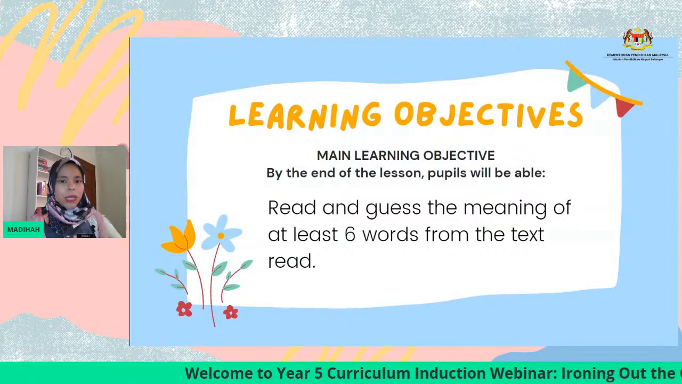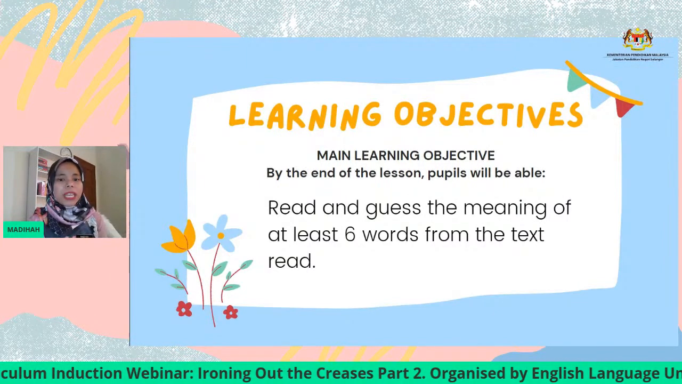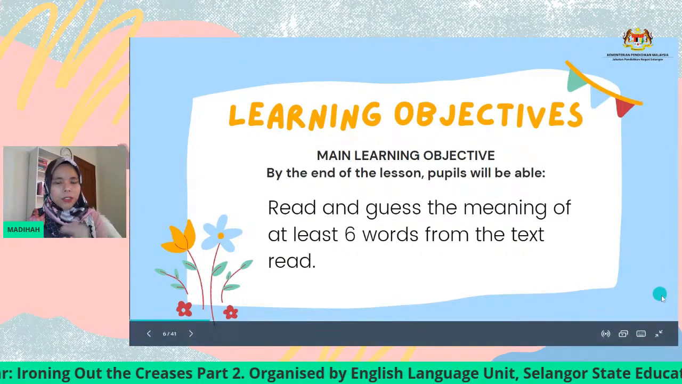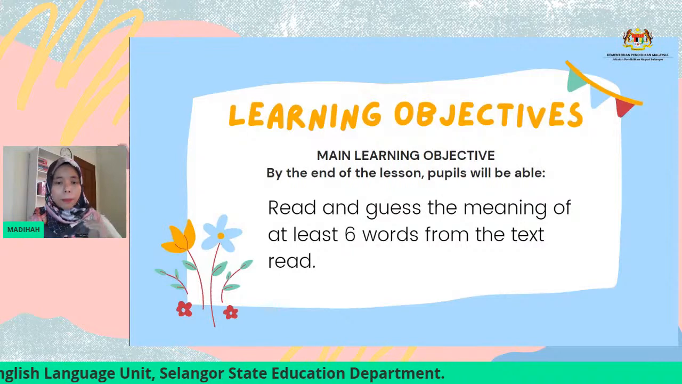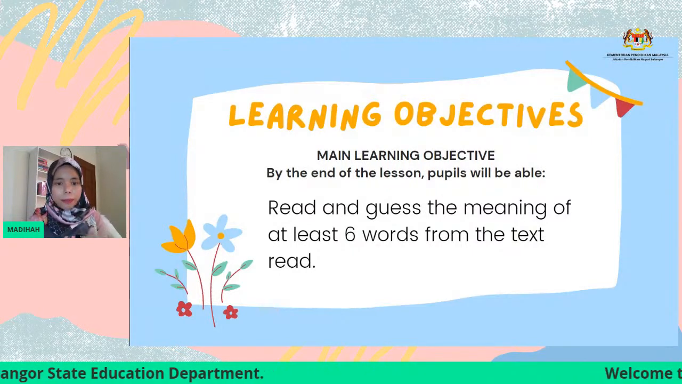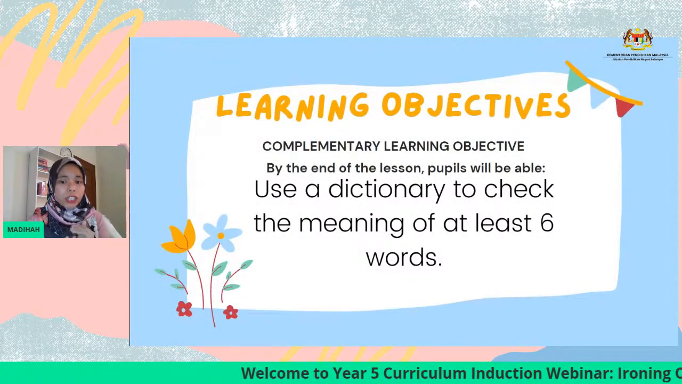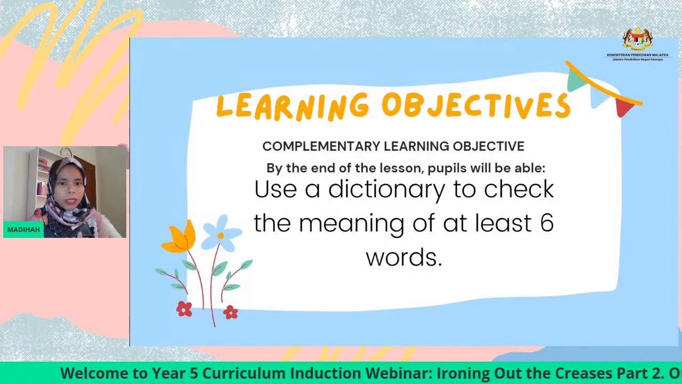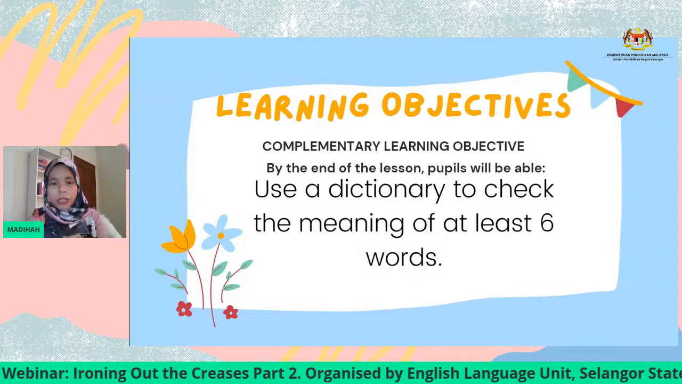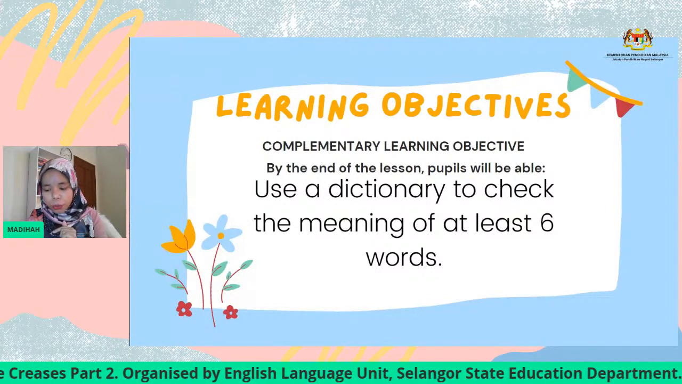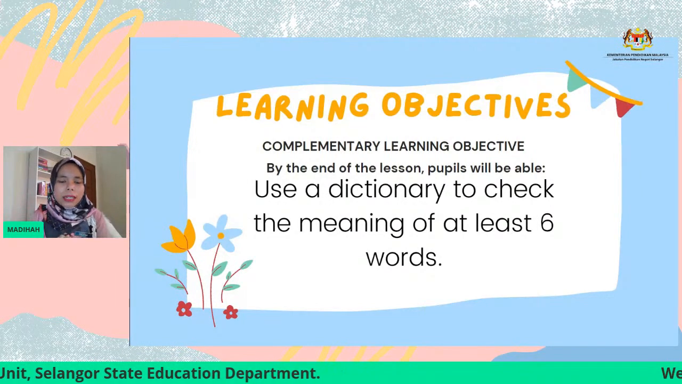The main learning objective would be to read. Pupils will be able to read and guess the meaning of at least 6 words from the text read. As you can see, we have tried to cover the SMART learning objective, which is specific, measurable, attainable, realistic, and time-bound. The second objective would be to use a dictionary to check the meaning of at least 6 words. Still focusing on the SMART learning objective, we have the focus of at least 6 words, and also time-bound, by the end of the lesson. It is measurable and attainable by the student within the time given. All right, next slide, please.